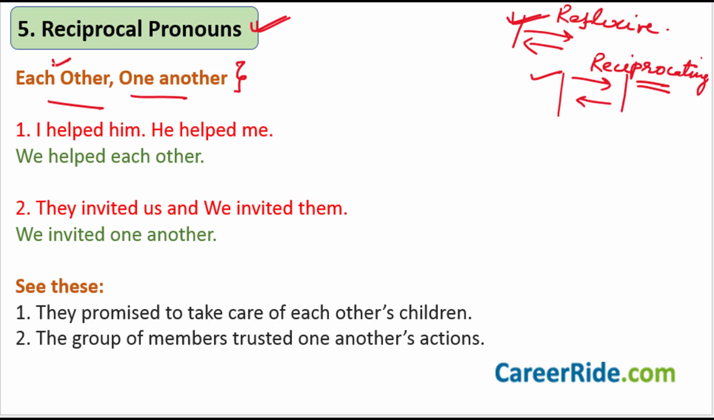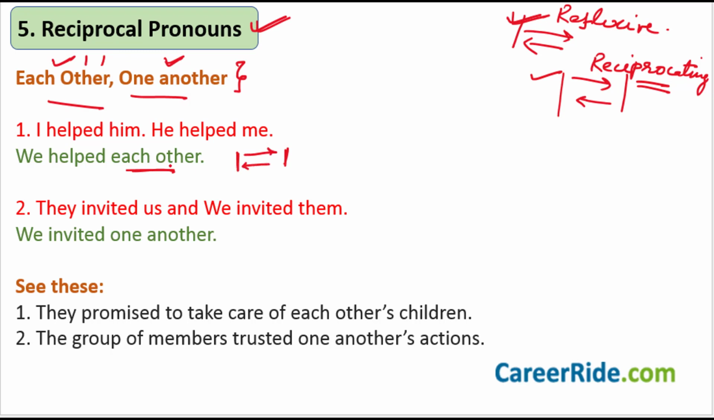Each other is mostly used when there are two things involved, right? One party here, one party here. But when there are more than two things, right, we use one another. Let's see how. I helped him, he helped me. Okay, this is a sentence that is given to you. But does this sentence look correct to you? I helped him, he helped me. Too much of repetition. Can we write this sentence in a better way? Yes, we can. We helped each other, right? I helped him, he helped me. So whatever action I sent out, he also sent out the same action towards me.